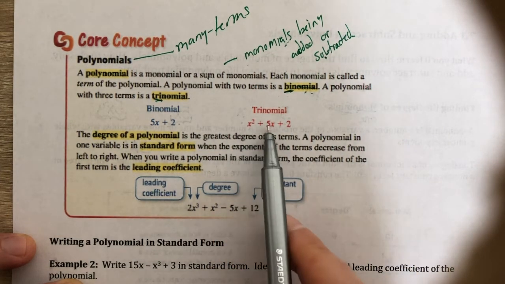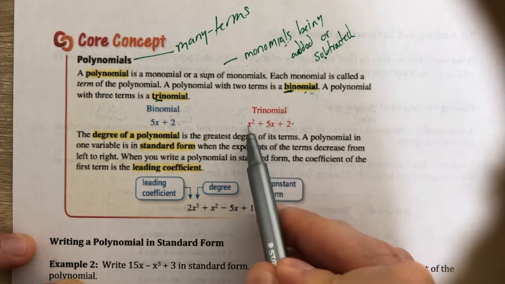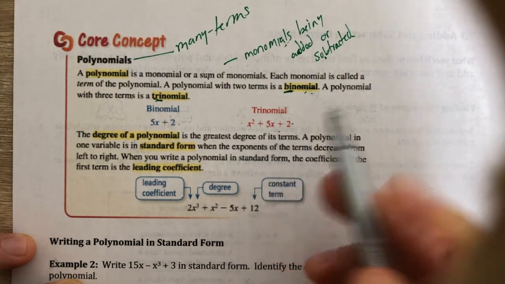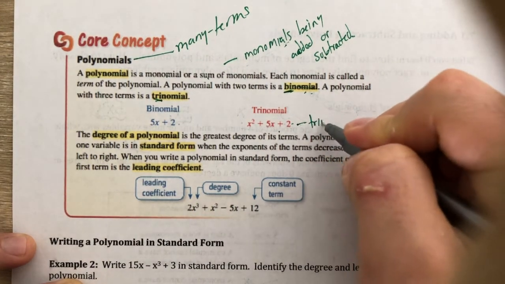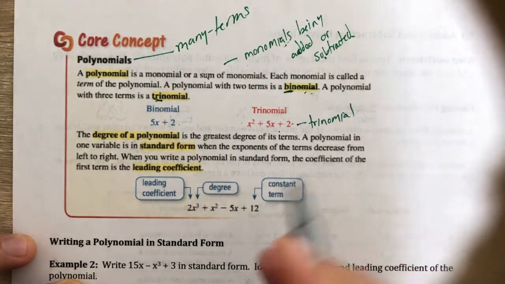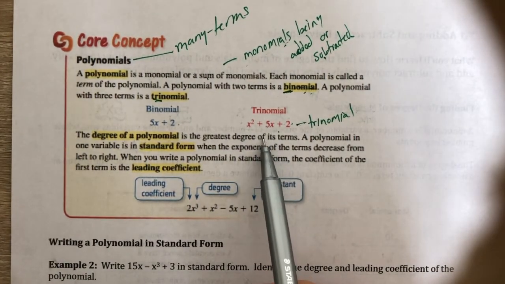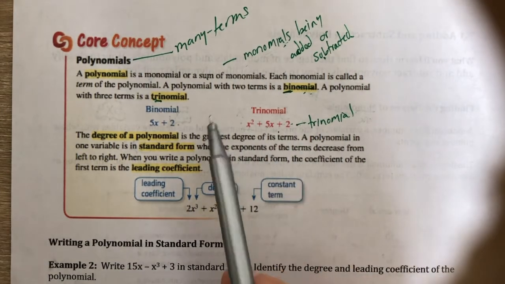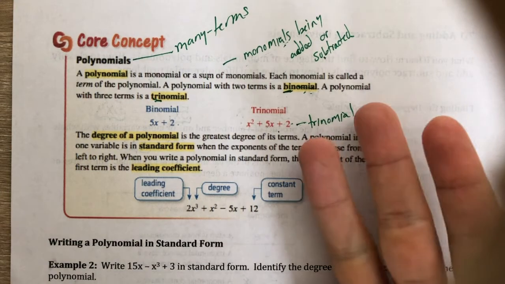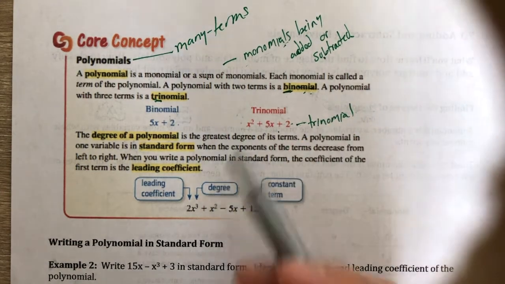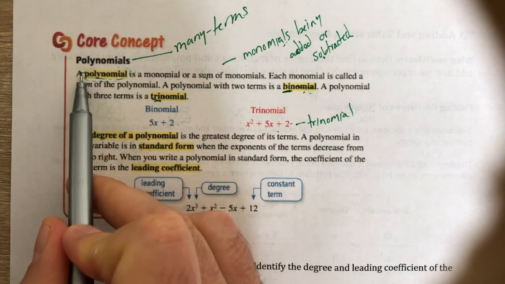x squared is a monomial, 5x is a monomial, 2 is a monomial. There's three terms here. They're being added or subtracted. So this is a polynomial, and it's called a trinomial. Usually when we get above 3, we don't call them quadromials or anything like that. We stick with mono for 1, binomial for 2, trinomial for 3, and then we generally just refer to them by polynomials of a certain degree after that.